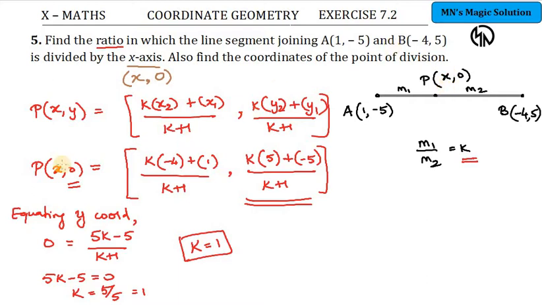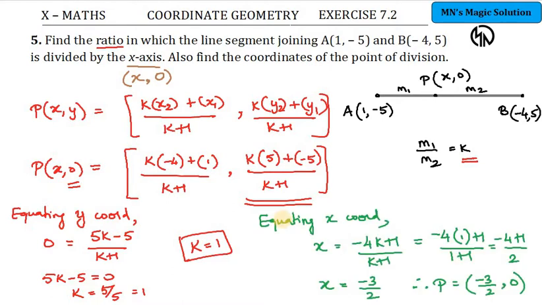Okay. So to find x, I'll equate the x coordinate now. On equating the x coordinate, by substituting K's value as 1 over here in the x values, I'm getting the value of x as minus 3 by 2. Because the value of x is identified as minus 3 by 2 and the point is (x, 0), therefore (minus 3 by 2, 0) becomes our point on the x-axis.